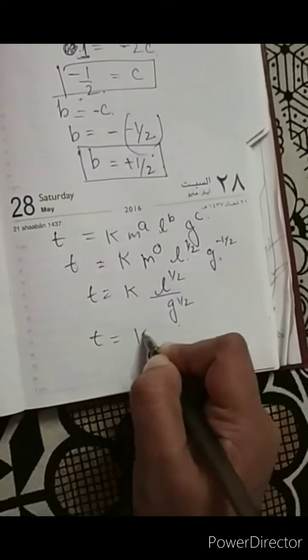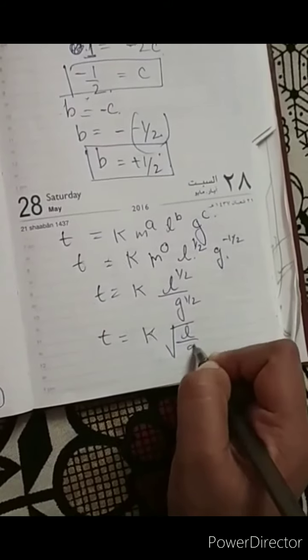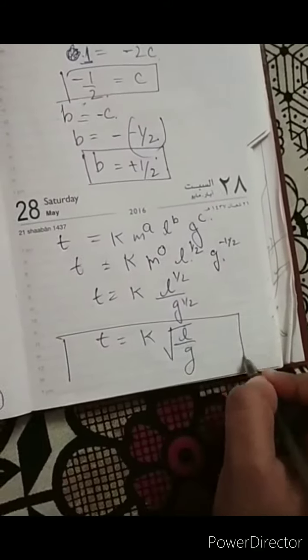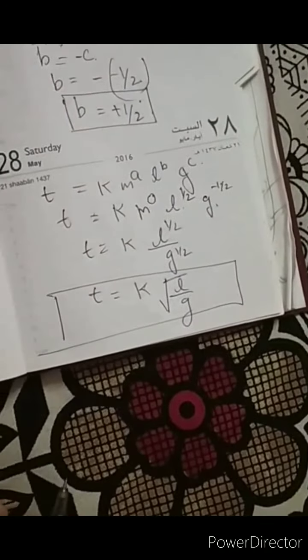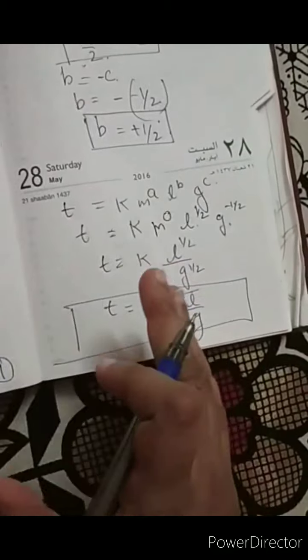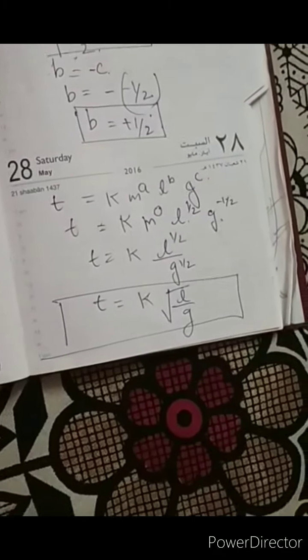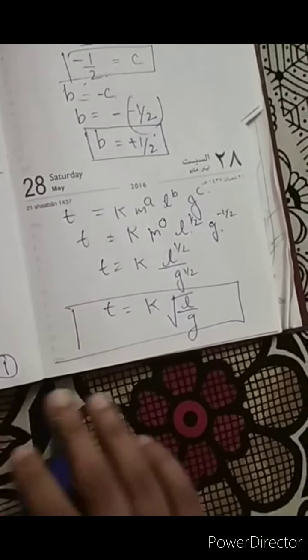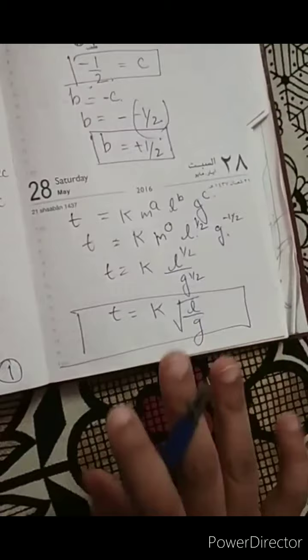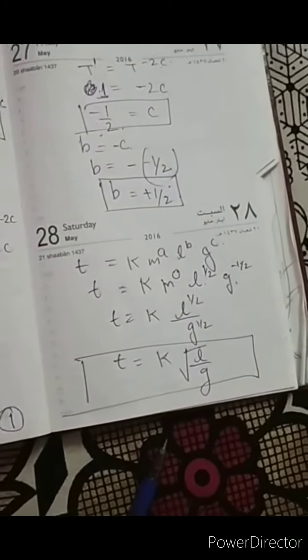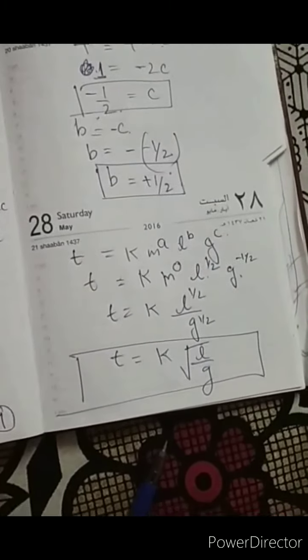So can I write T is equal to K times root of L upon G? This is our famous equation for calculating the time period of a simple pendulum. Many of you students who are just going through unit 1 may not know this formula, but even if you don't know, you can easily derive the expression. So let's go towards the next problem. We will practice more and more problems.